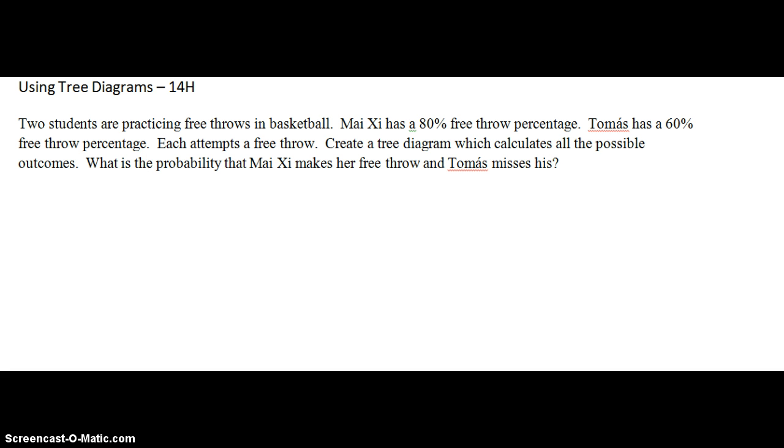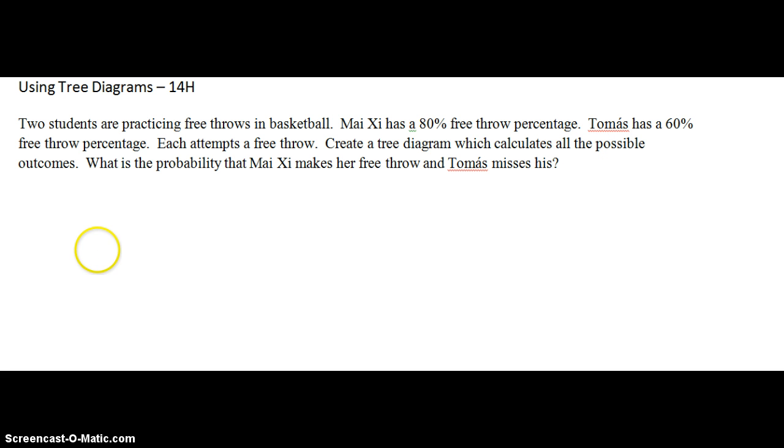So we have the situation where two students are practicing free throws in basketball. We have Maisi and we have Tomas. Maisi has 80%, Tomas has 60% free throw percentage, and each do a free throw. So we're making a tree diagram. What we're going to do is treat it as if Maisi goes first and then Tomas. Even if they're at the same time, that's a good way to break it down.